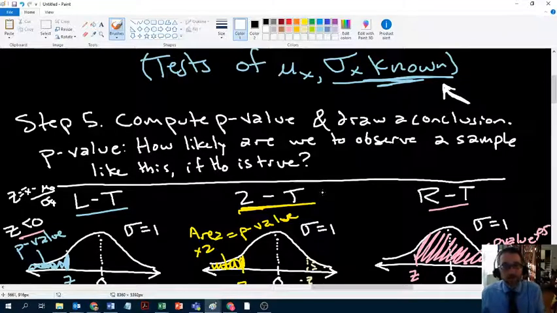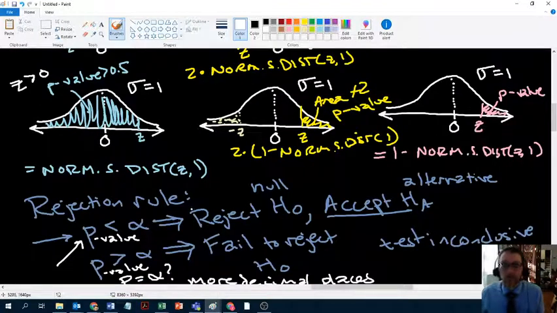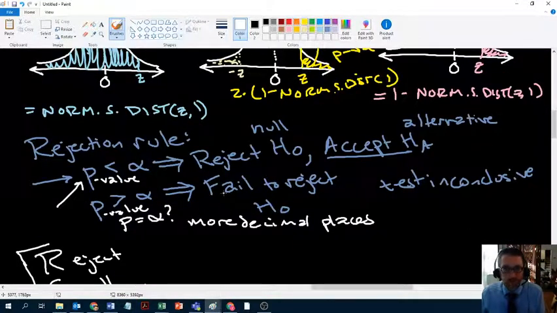I hope you found that helpful. Learning how to calculate a p-value using Excel is important and useful, and then learning how to draw a conclusion will come in handy. Next time, I look forward to seeing you and putting this into practice.